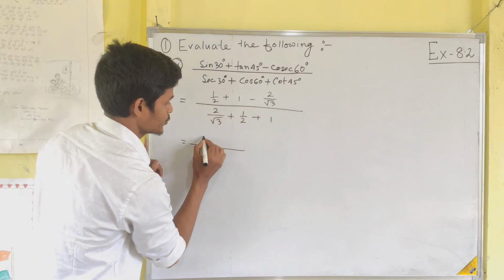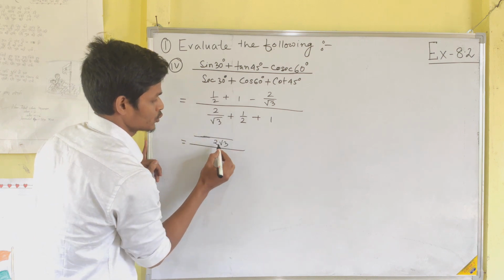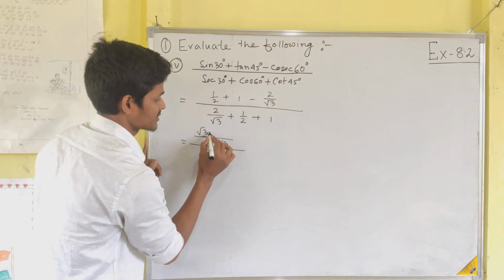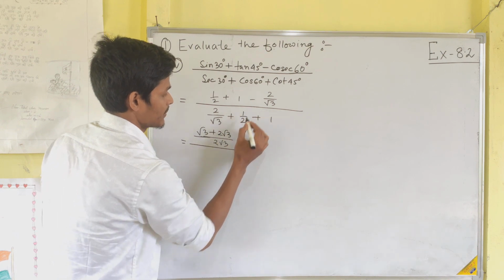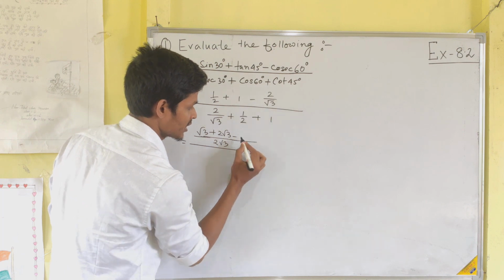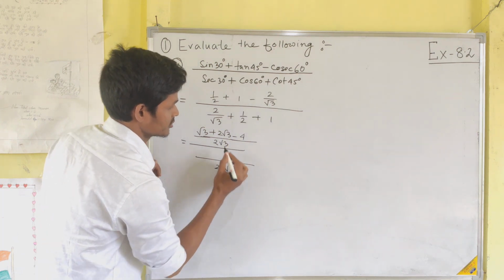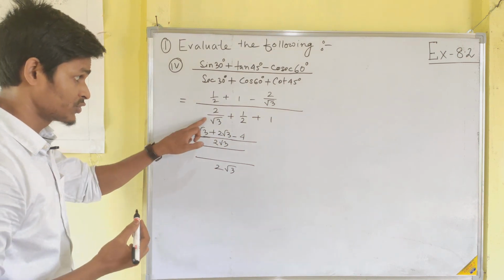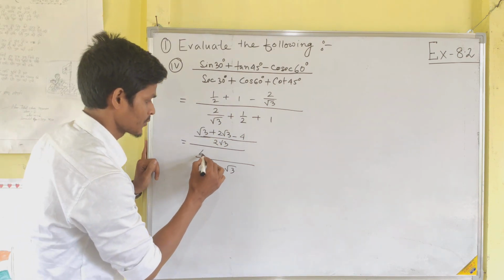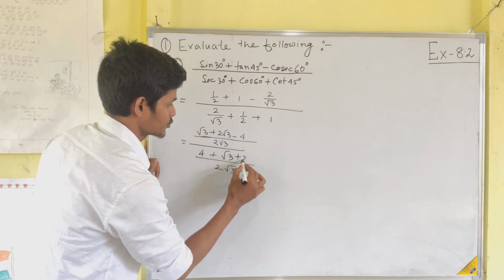So LCM will be 2 root 3. So right here 2 root 3. 2, 2. So root 3 plus 1 is there, so 2 root 3 minus root 3 is there, 2 2s are 4. In denominator also LCM is 2 root 3. So root 3 is there, 2 2s are 4 plus 2 is there, that is root 3 plus 2 root 3.